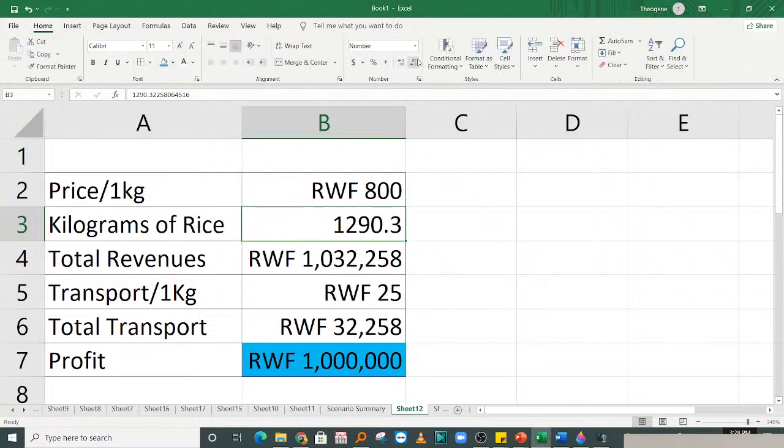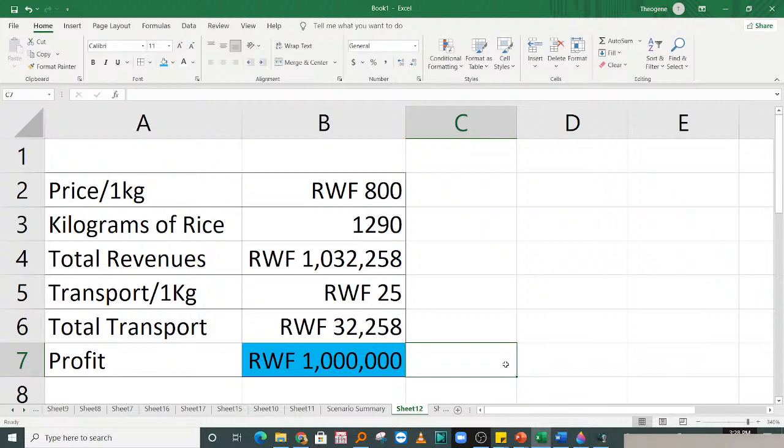Okay, this is what we call what if function, goal-seek option. I need 1,290 kilograms to obtain 1 million. So there, I fixed the profit, but I'm wondering what would be the quantity to obtain the profit. I think that's very clear. Let me repeat it once again.